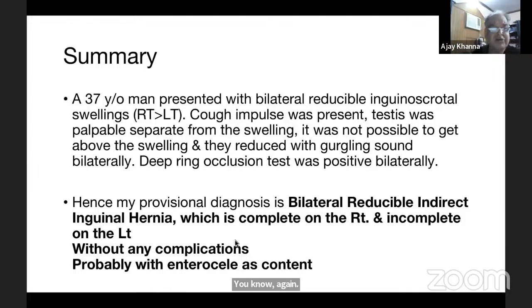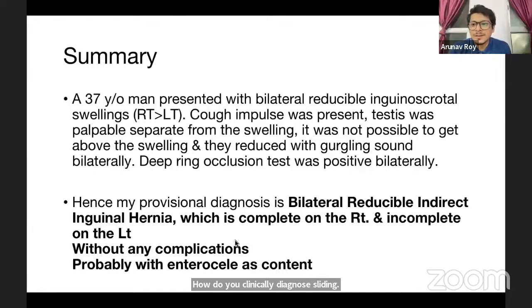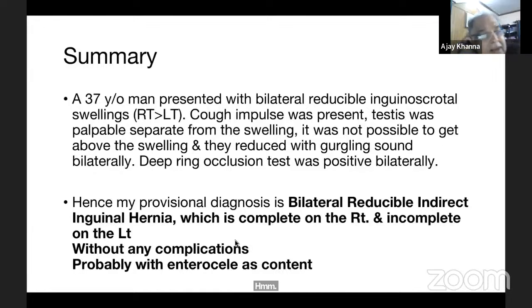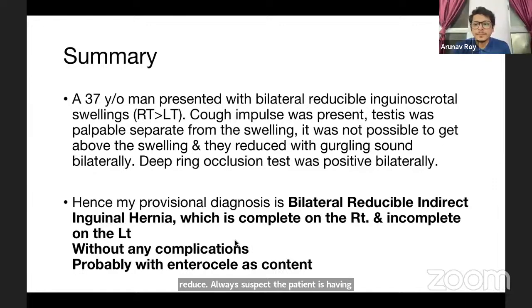How do you clinically diagnose a sliding hernia? Not sure, sir. I don't know, sir. If you get a real big hernia which you are not able to reduce, always suspect the patient is having a sliding hernia. Yes, sir. Okay.